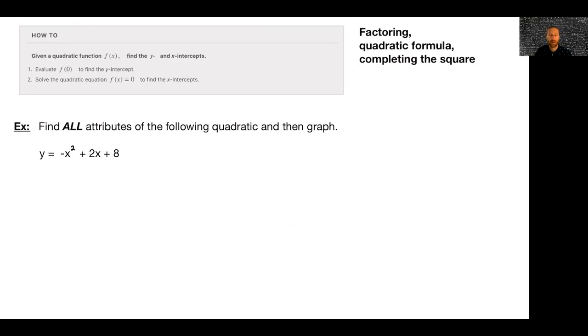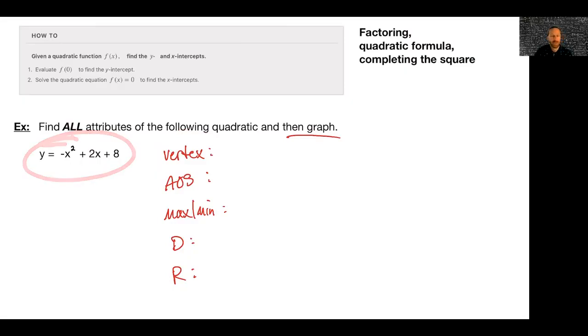So how are we going to start? It's up to you. My suggestion is start with what gives you the most, and that is the vertex. And then also to graph it, the main thing to doing most of that is the vertex. So let's find that first. And because this is in general form, we're going to use that -b/2a to find our x of our vertex, that h value.